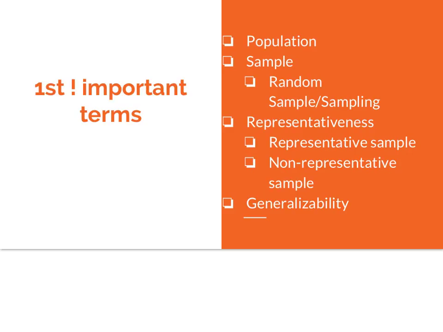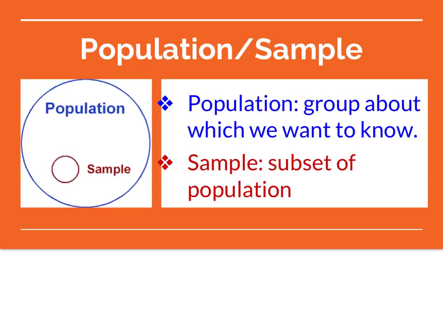And then within this concept, we have 2 sub-concepts. We have a representative sample and a non-representative sample. And generalizability. Wow, I said it. Yeah, so make sure you have these concepts and the differences and similarities between them. We begin with population and sample.